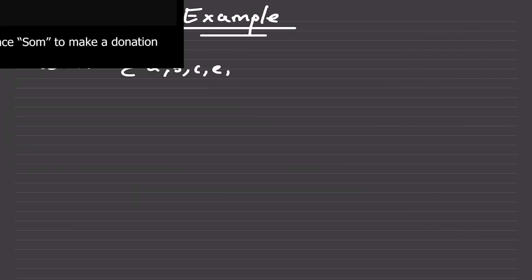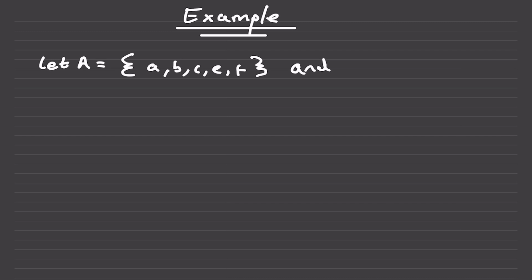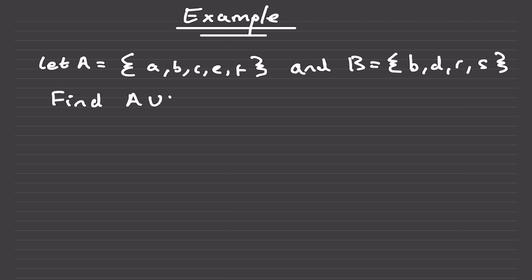Okay, let's try an example. Let A be the set containing letters a, b, c, e, f, and B be the set containing letters b, d, r, s. Find the union between A and B. The union between A and B would be all the elements of A and all the elements of B. The answer is given in orange below.